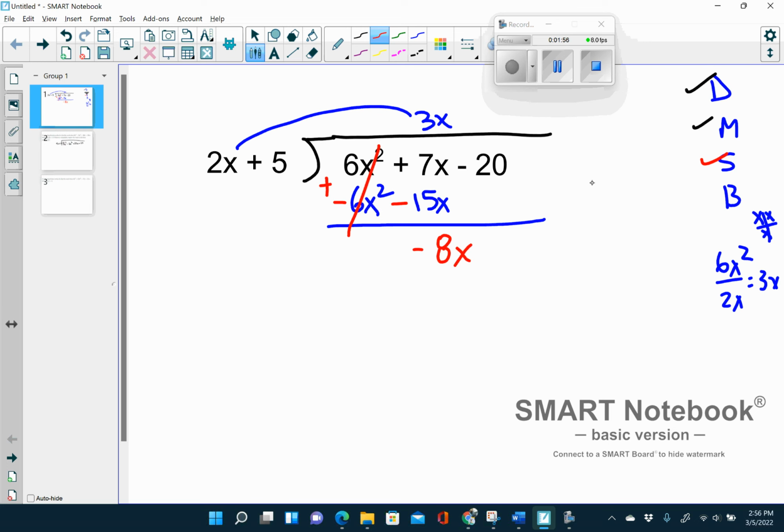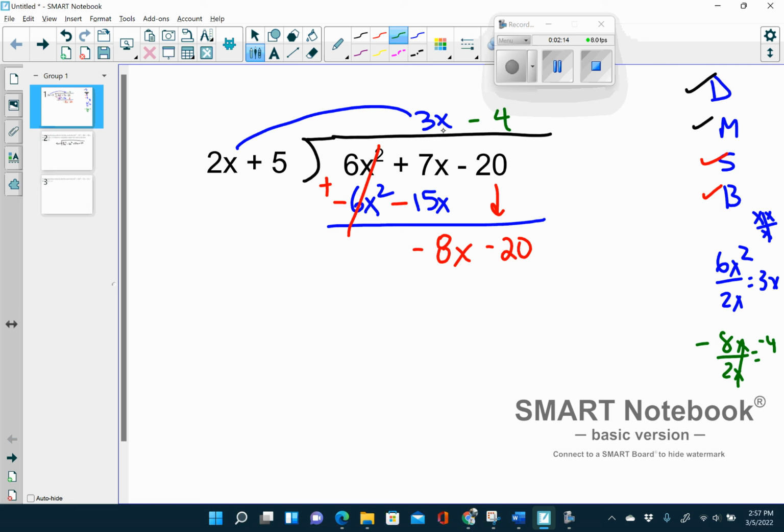And then after you subtract, the last step is to bring down. So we're going to bring down that negative 20. And then you're going to do it again. Okay. You say 2x goes into negative 8x how many times? So negative 8x divided by 2x. Negative 8 divided by 2 is negative 4. The x's cancel out. So that's going to be minus 4.